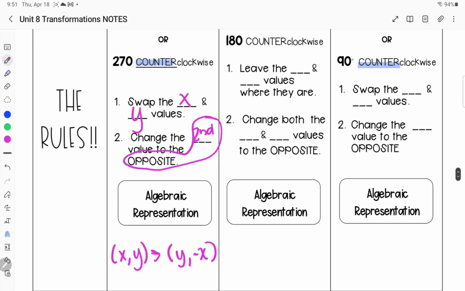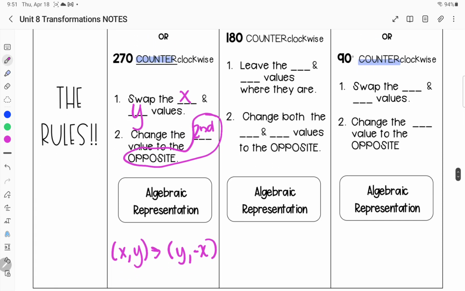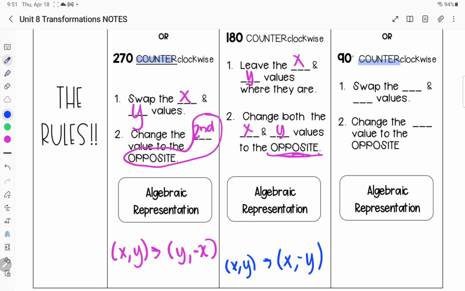180 degrees, whether it's counter or clockwise, is the same. We're going to leave the X and Y in their spots, but we're going to change both of them to the opposite. So again, original, they do not change spots, but they change signs.